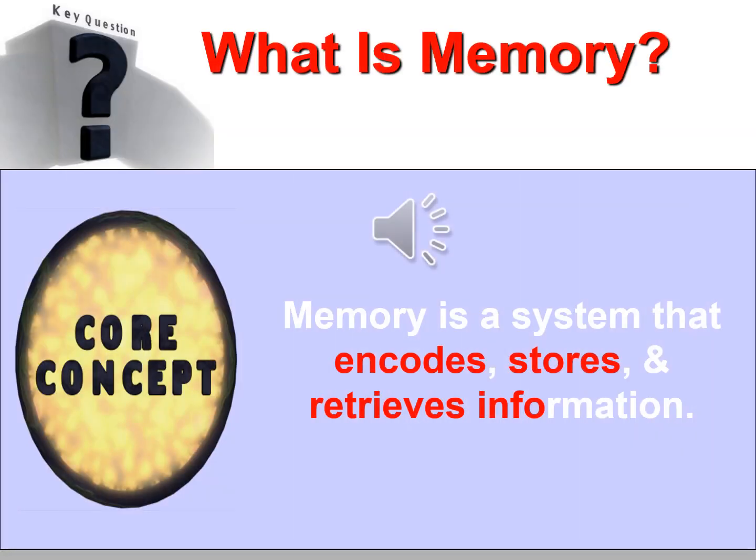We will define memory as a system that encodes, stores, and retrieves information. The nice thing about this particular definition is that if you learn those three key components, you'll also know the 3 stages of long-term memory. A nice 2-for-1 arrangement here.